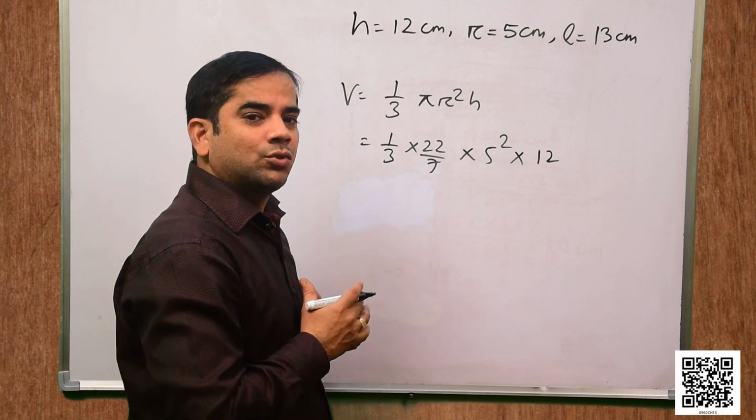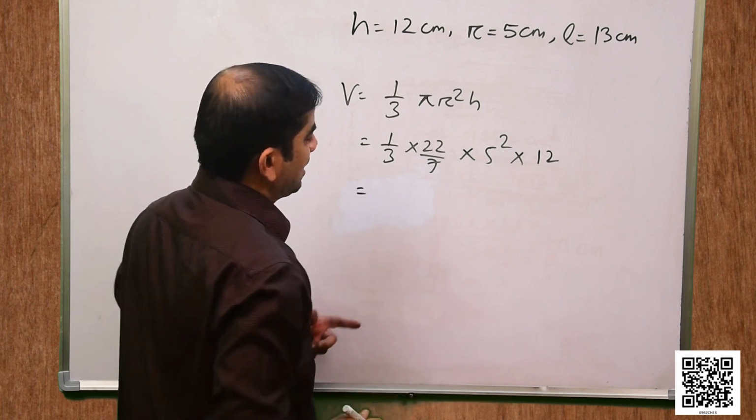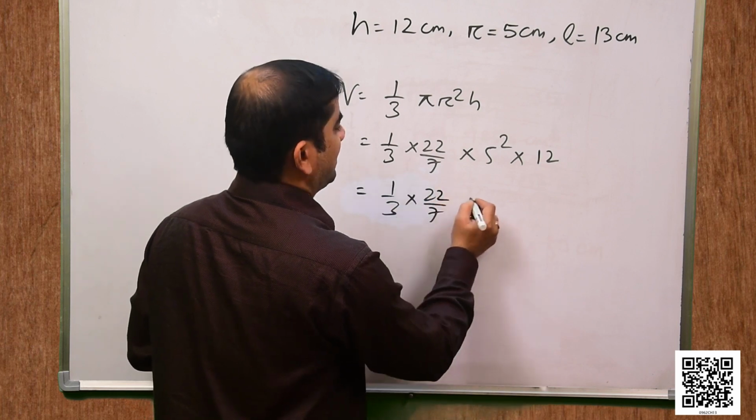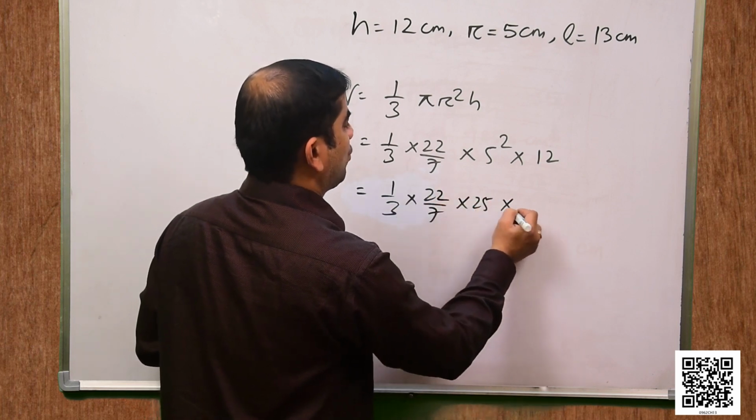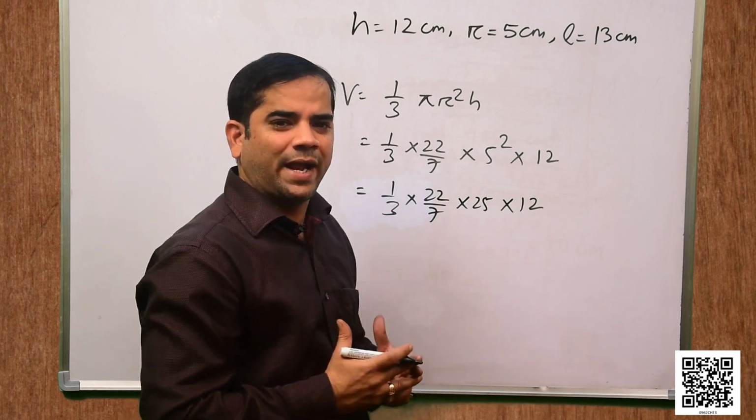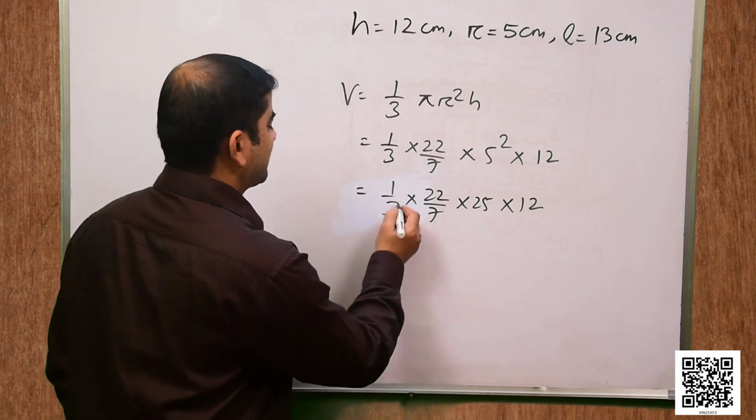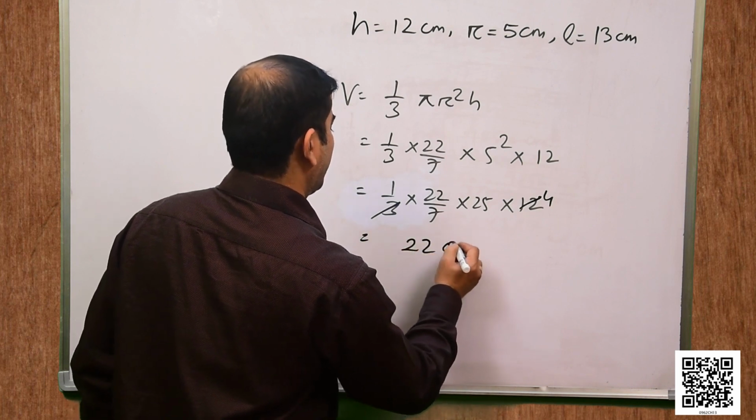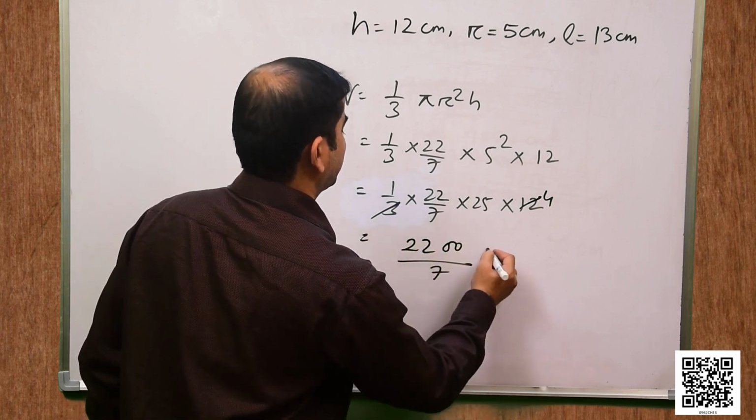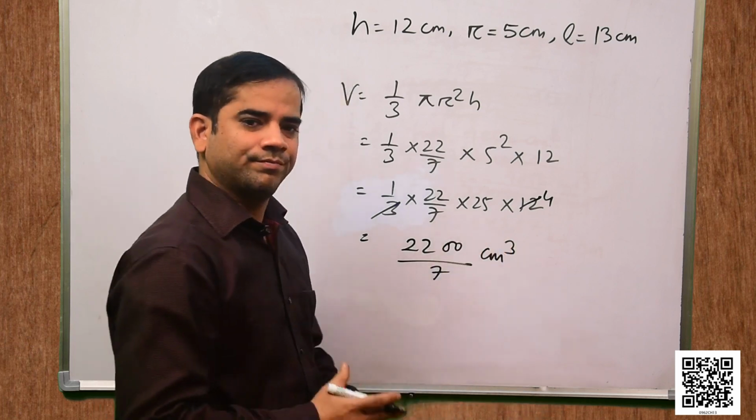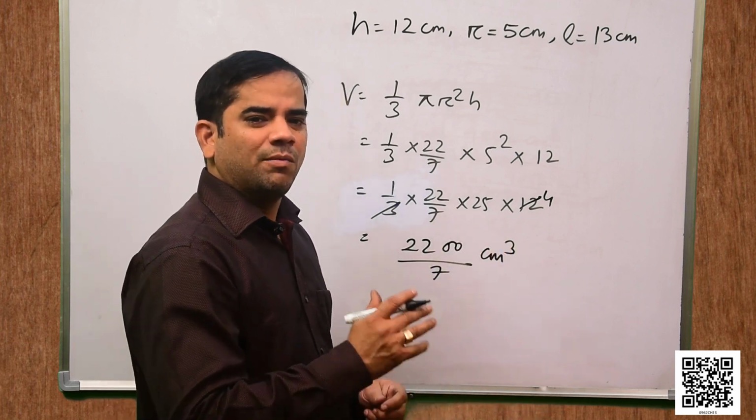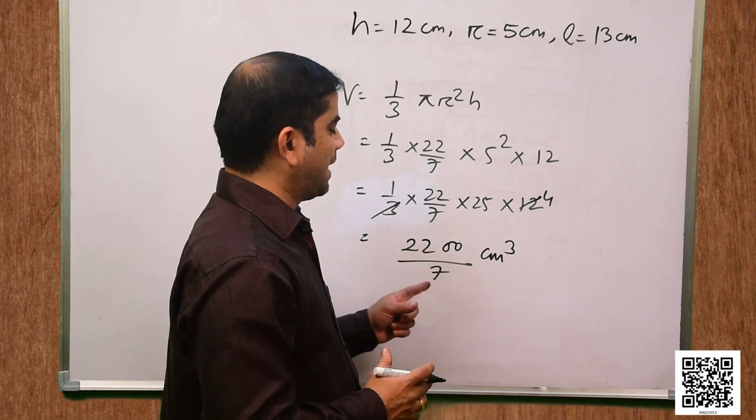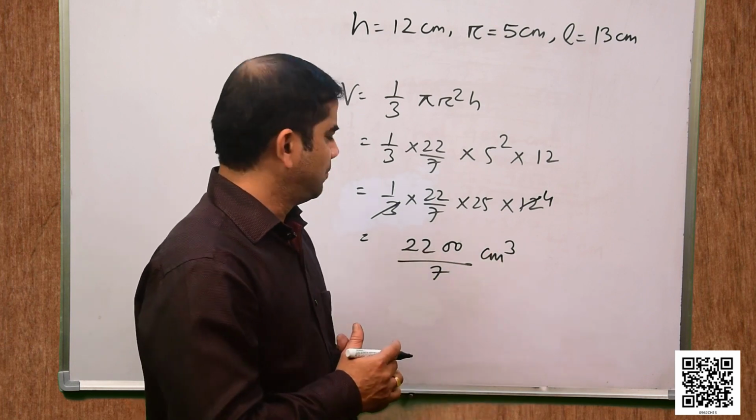So, what should we do now? That is 1 by 3 into 22 by 7 into 25 into 12. Okay. So, it becomes 2200 by 7 centimeter cube. Okay. So, the volume of the cone formed is 2200 by 7 centimeter cube.